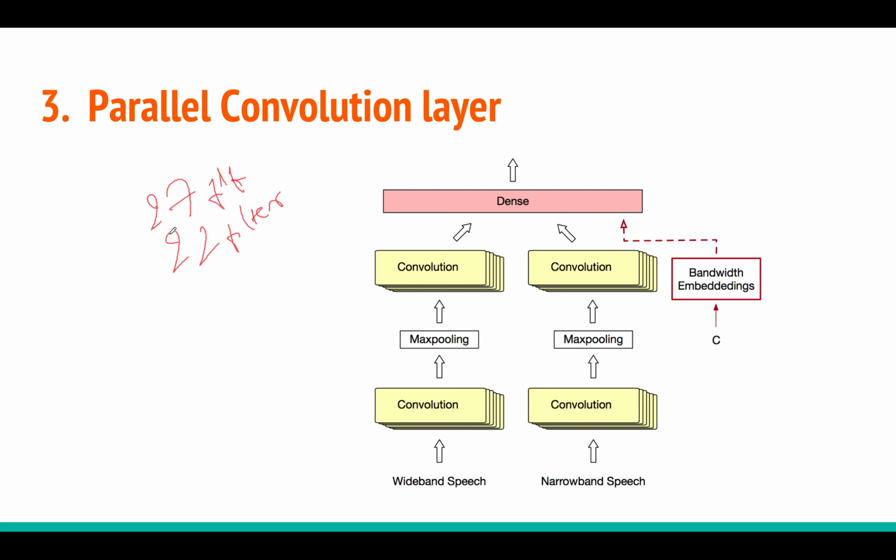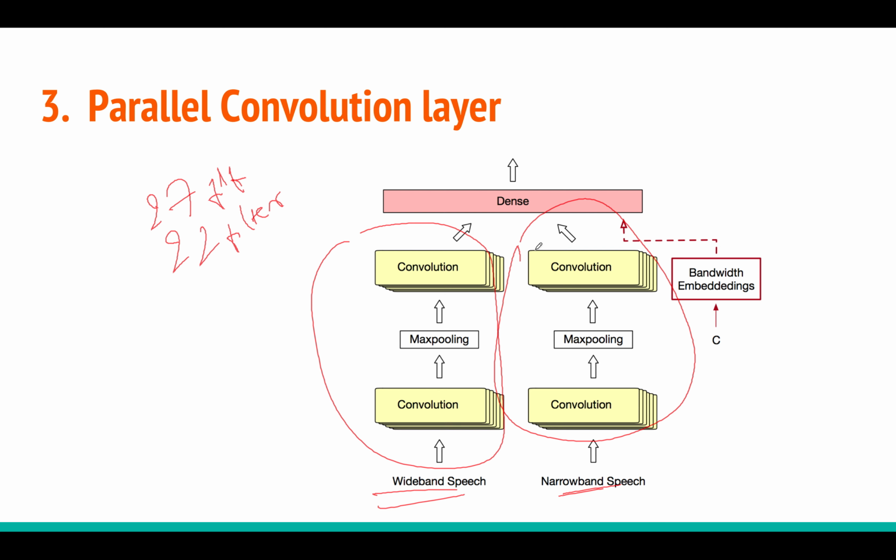So instead of feeding both these signals into one single convolution, why can't we just process the wideband speech in one stream and the narrowband speech in another stream? Basically, this is one convolutional neural network, and this is a separate convolutional neural network. Both of them will have different filter sizes. These two are not shared at all. This is a separate network with its own convolution filters and max pooling layers.